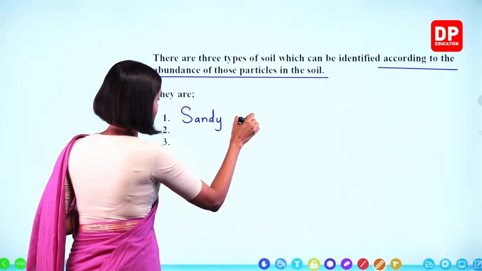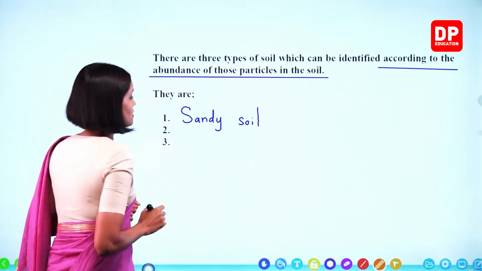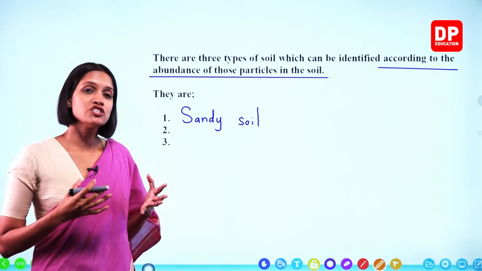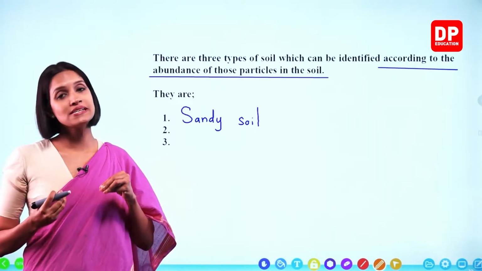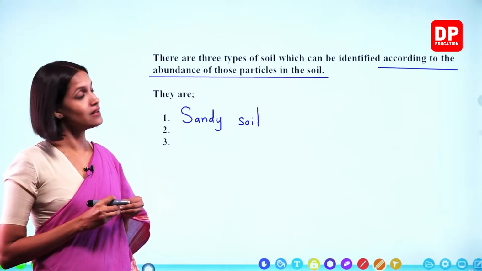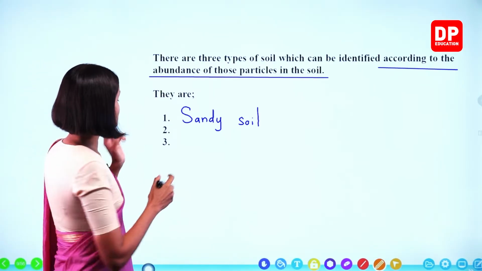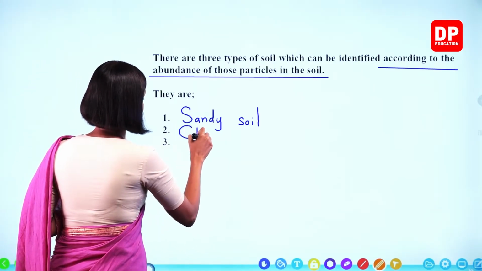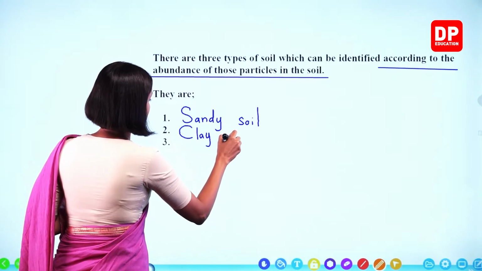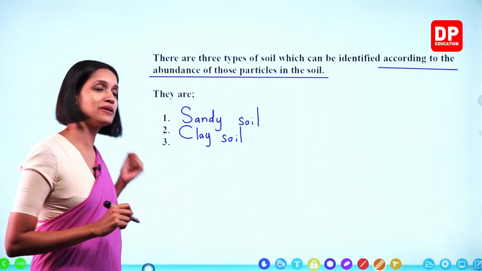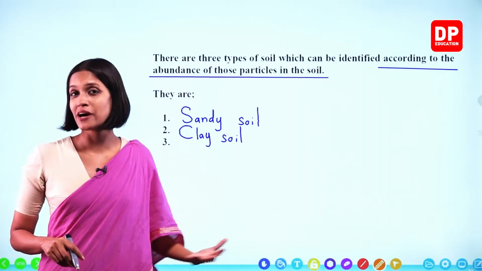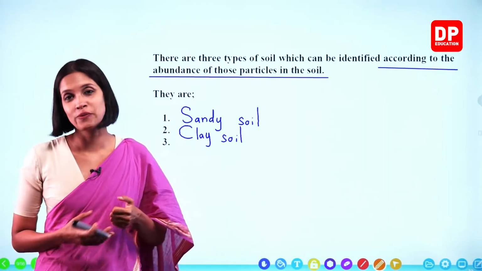Sandy soil. Now in sandy soil, more sand particles are present, and less amounts of silt and clay particles. The second type is clay soil. What is clay soil? It's given in the name itself. Clay soil has more clay particles than sand and silt particles.